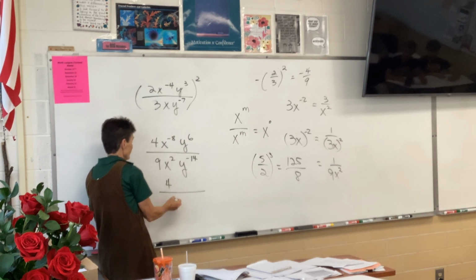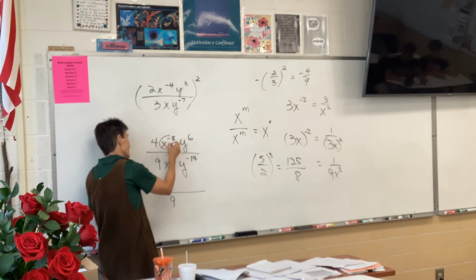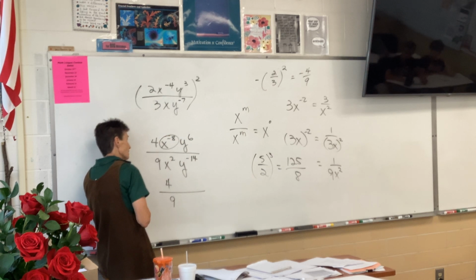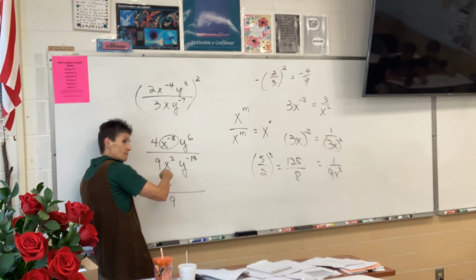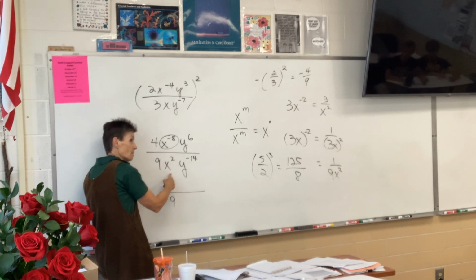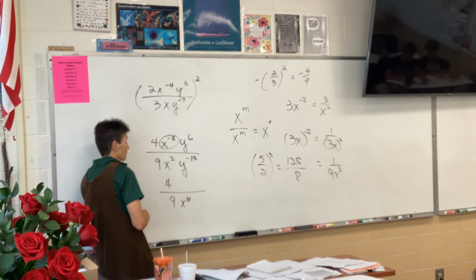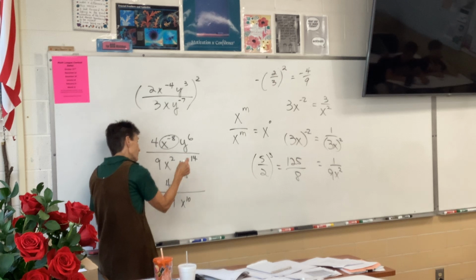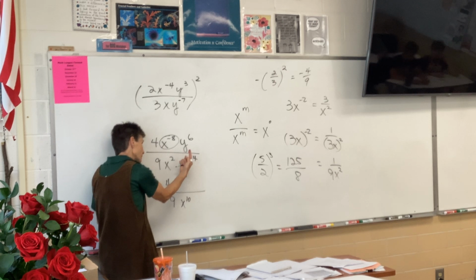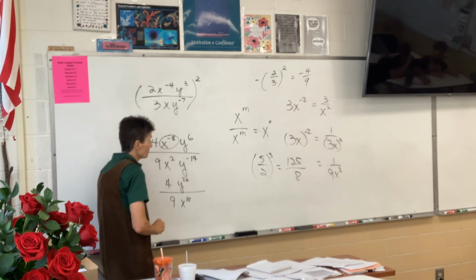4 and 9 don't cancel, so I'm going to have 4 and 9. What's going on here? x to the negative 6. They're going down, right? But there's already 2 down there, so if I bring 8 more down, I'm going to have x to the 10th down there. And similarly, these guys are going up, but there's already 6 up there, so now there will be y to the 20th. Nice.